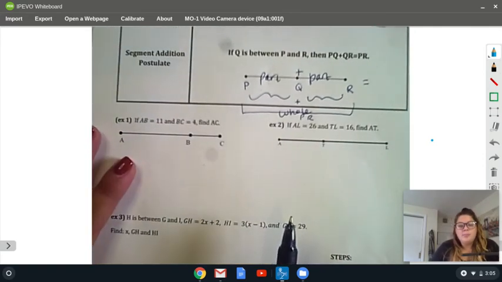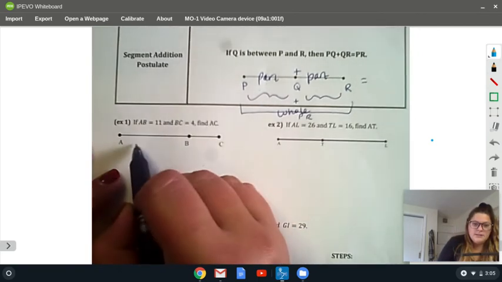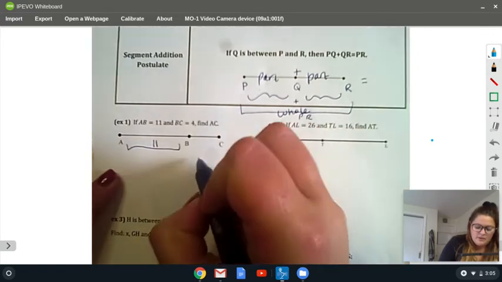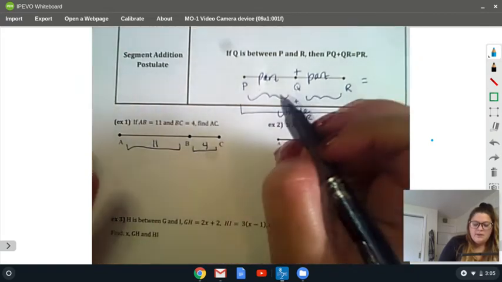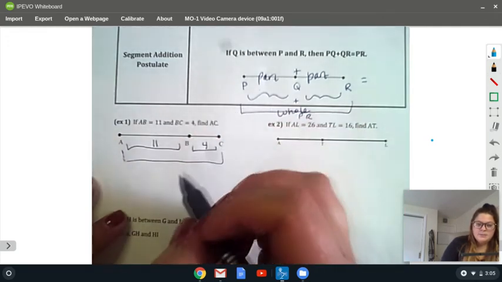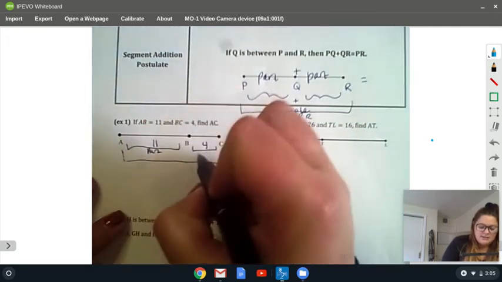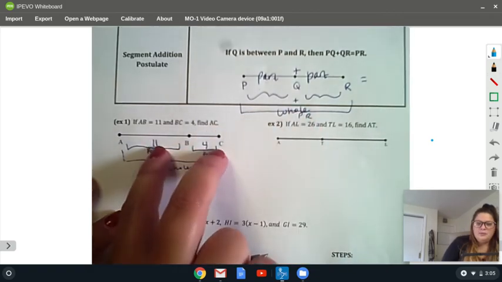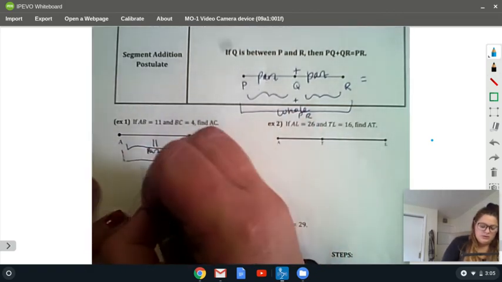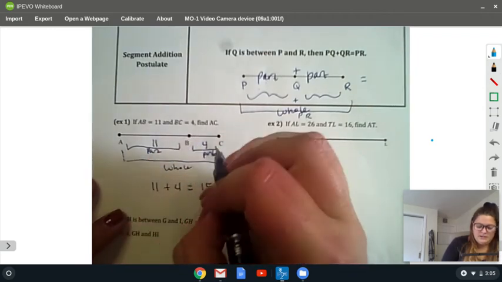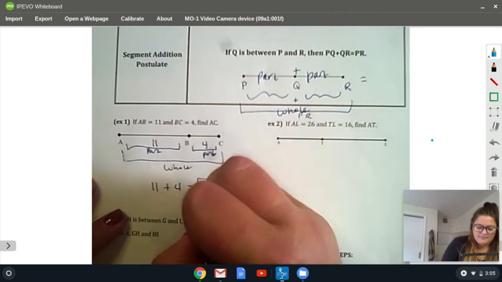So I'm going to go ahead to a problem over here. It tells me to label AB as 11. So this right here is 11. BC is 4. Then they want me to answer what is AC. So just looking at this picture, this is a part, and AC is a whole. So if I add up the two parts, I'm going to get the whole. So I can do 11 plus 4 equals the whole thing, 15, which is AC.